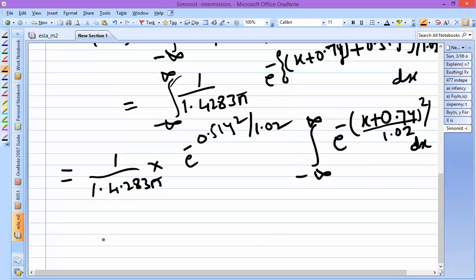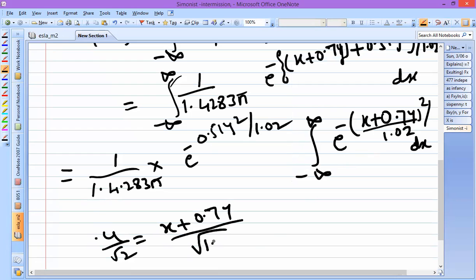So in the next step, we are going to make an assumption, or we are going to put u by root 2 as x plus 0.7y divided by root of 1.02. Here we have x plus 0.7y whole square divided by 1.02. So we'll be putting x plus 0.7y, only this much, not square, divided by, since it is 1.02, root of 1.02, and it is assigned for the variable u by root 2.